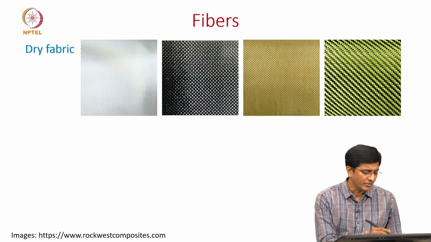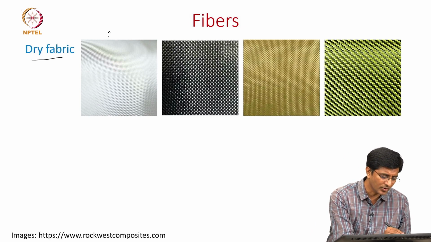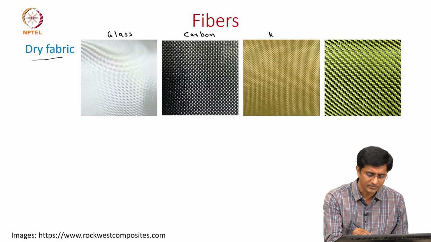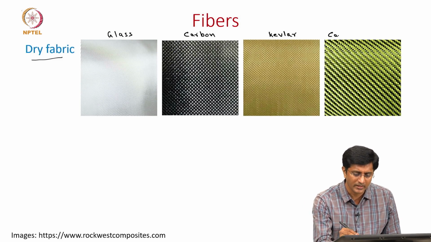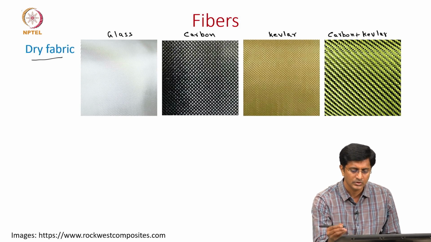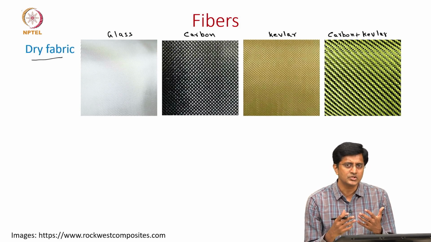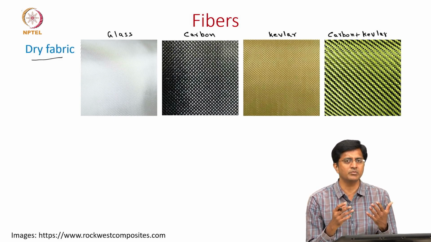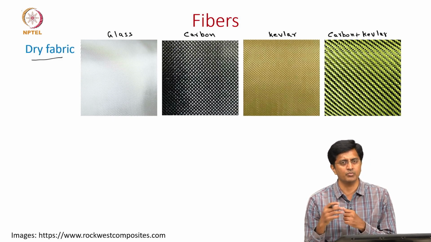So, the first is a dry fabric. So, here I have 4 different fabrics starting from glass, carbon, Kevlar, and the last one is a hybrid let us say between carbon and Kevlar. So, what I am trying to show you here is dry fabric, as the name says, it is only the fabric meaning only the fibers are there. So, we will use this as a starting material and then add in the liquid resin and later cure it to get to the composites.